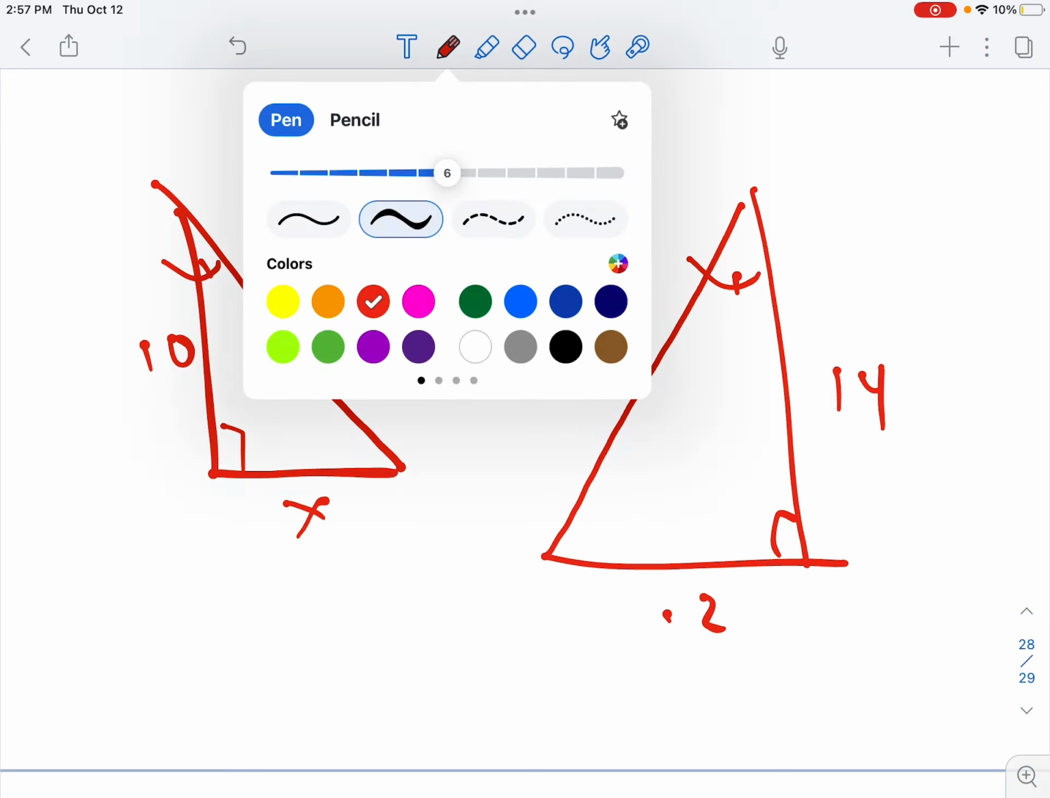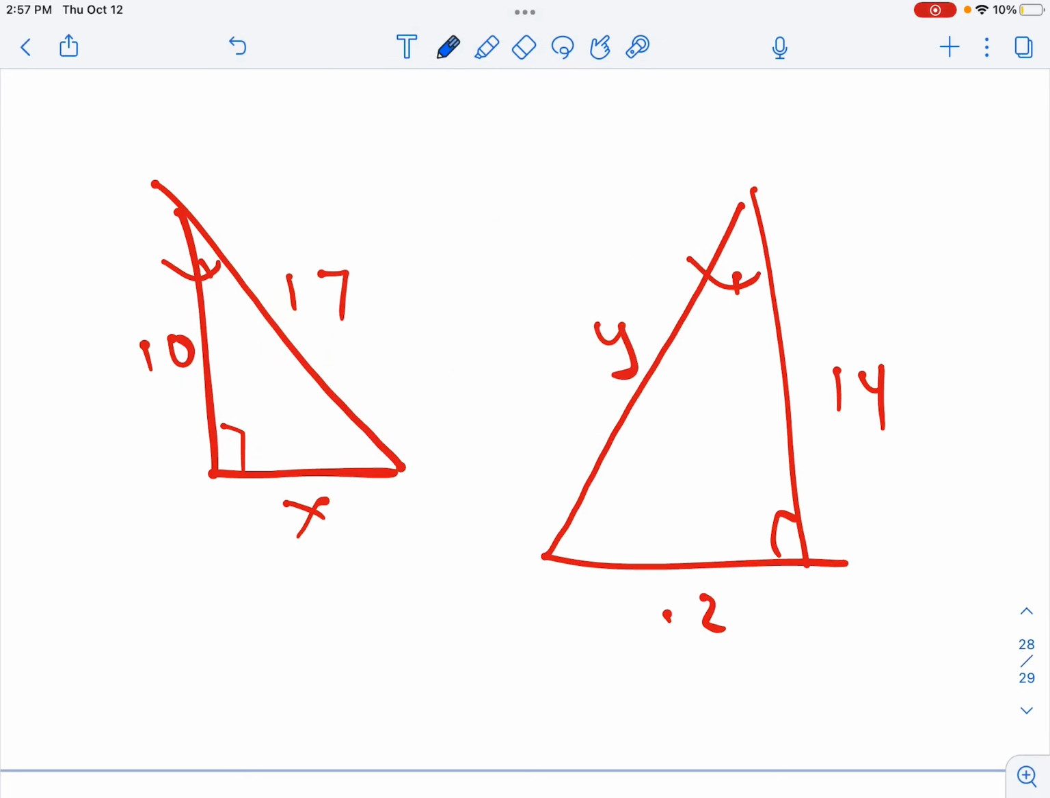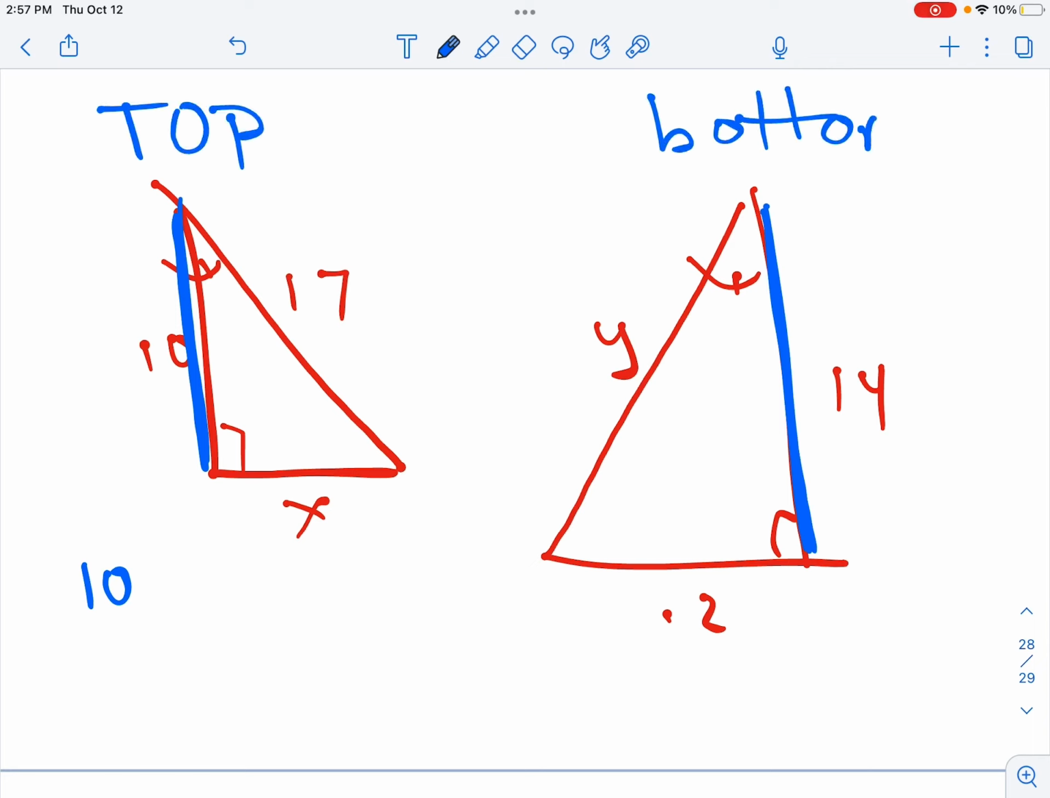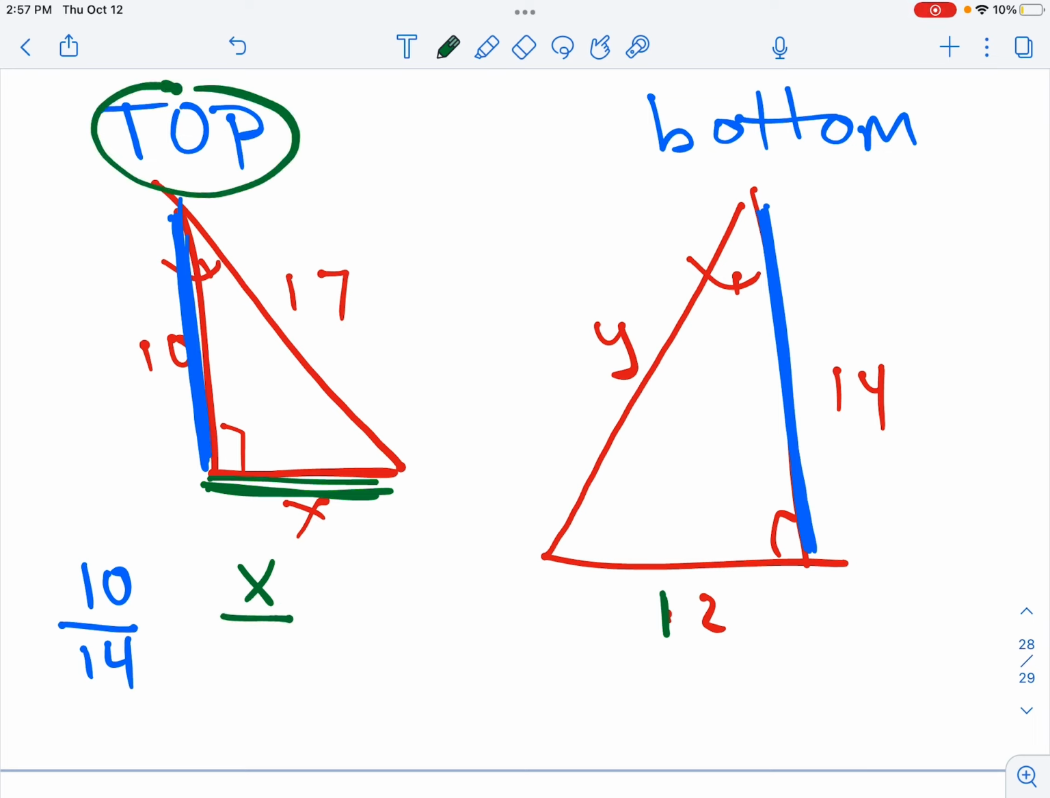I'm going to color these things to make it a little bit simpler. This leg right here corresponds to this leg. I'm going to call these my blue legs. So 10, everything from this triangle goes on top of my fraction. Everything on this triangle goes on the bottom of my fraction. So 10, that blue leg is going to be on top. 14, we're going to put that blue leg on bottom. And now right here, let's change this to green. We have x, and we have, this was a 12, right? Okay, so we got x. Remember, this is my top. So everything here is on top. The x is on top, and the 12 is on bottom.